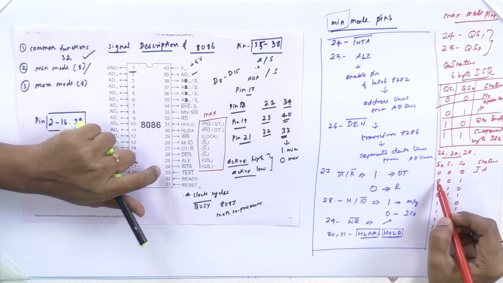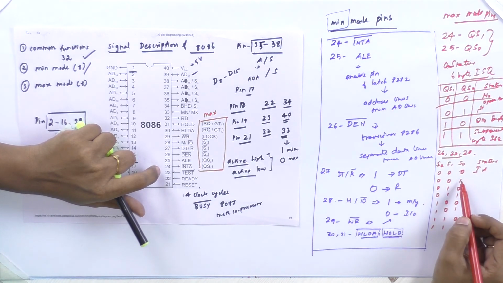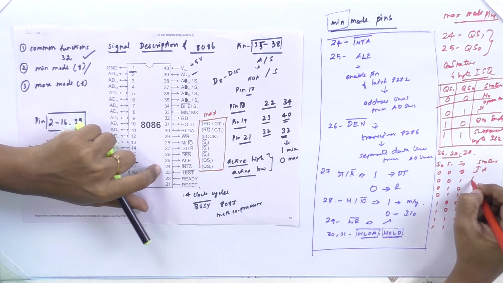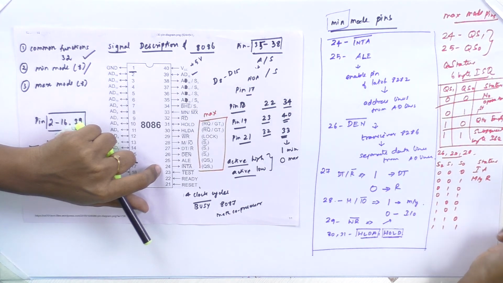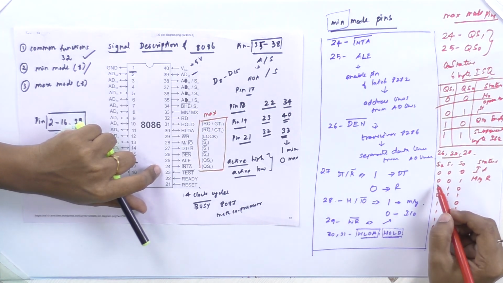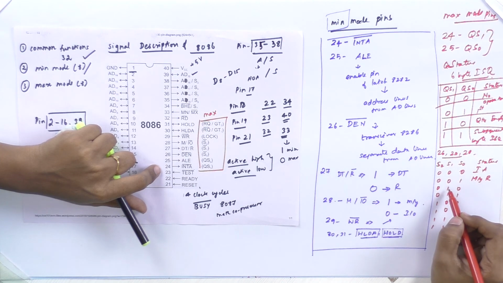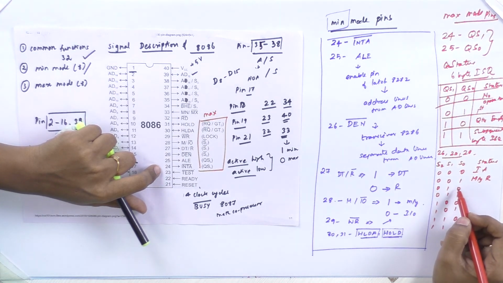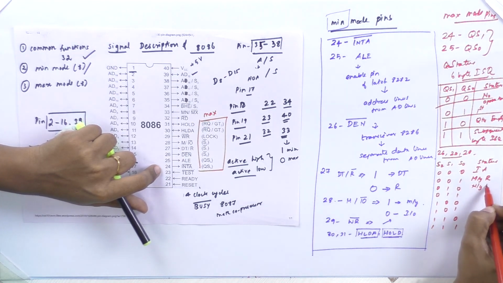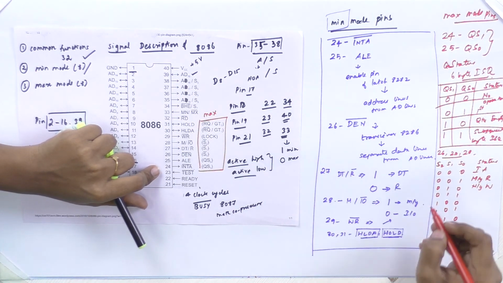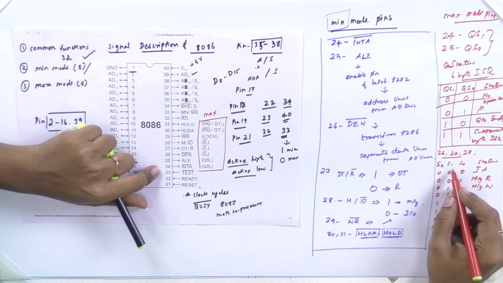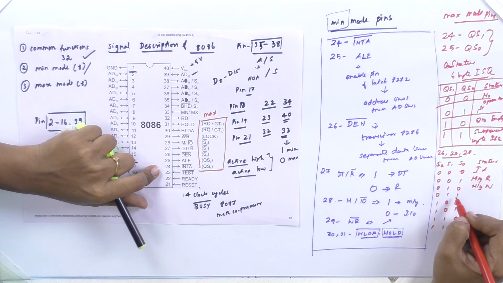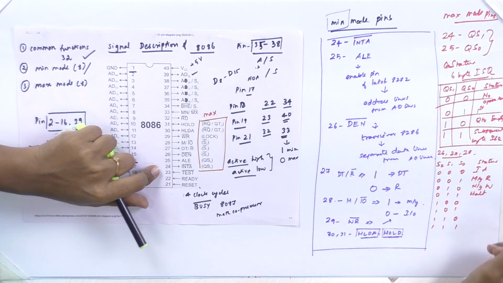When S2 is 0, S1 is 0 and S0 is 1, it means that memory read is executed. Then if S2 is 0, S1 is 1 and S0 is 0, it means that memory write is executed. Then if S2 is 0, S1 is 1 and S0 is also 1, then halt is executed.